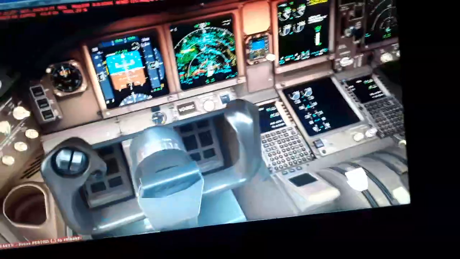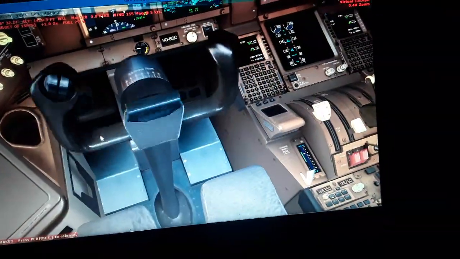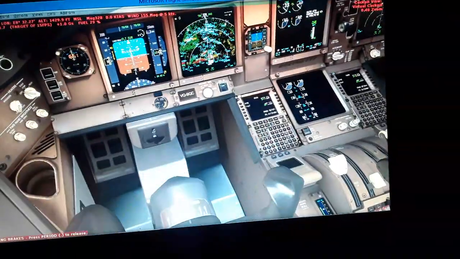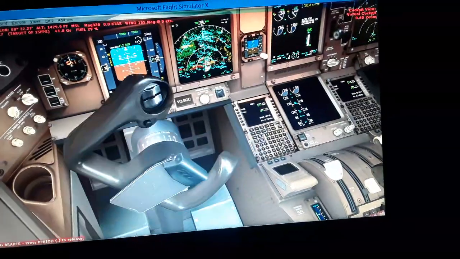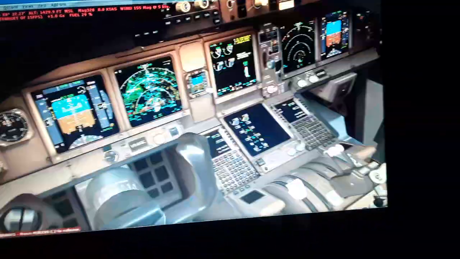Then I will come now to the flight controls. I will show you how you can control, how you can climb or descend the aircraft. Also bank roll left and bank roll right using the flight controls, and the rudder pedals also. So you can see both sides are moving together. I will talk to you right now about the flight controls.